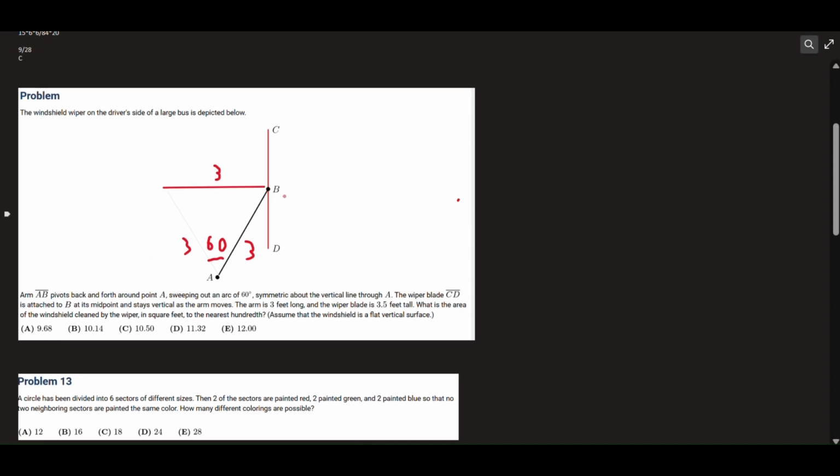Now we want to see what this length will be. So we draw this arc, and we know that this is 60 degrees. Since this is 60 degrees, this is 3, then this also has to be 3 because it's an equilateral triangle, and we know it's isosceles.